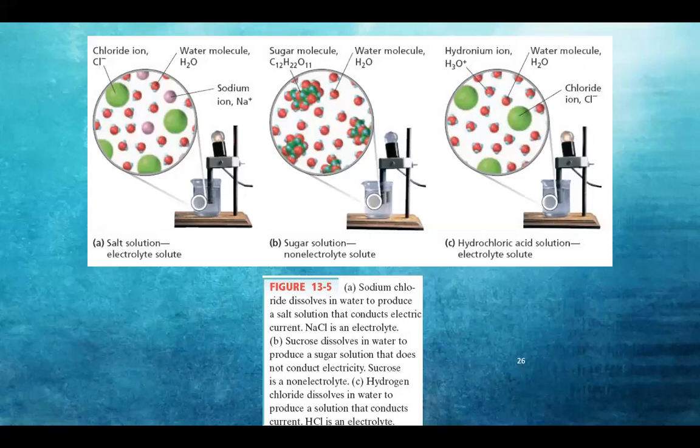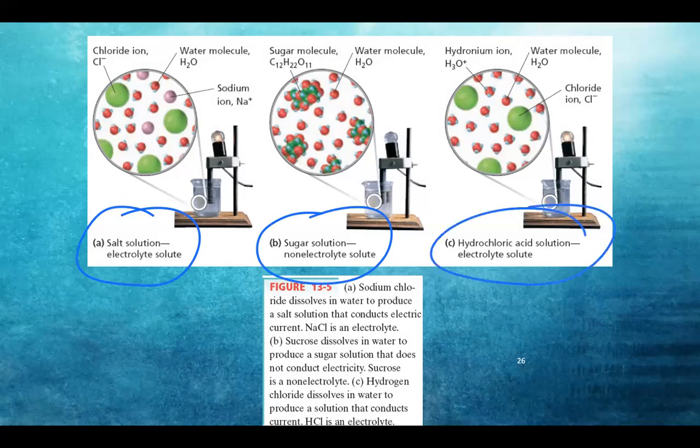Okay, so here are three examples of solutions and whether or not they are electrolytes. We have a salt solution. That is absolutely an electrolyte because the salt dissociates into the sodium ions and chloride ions. We have sugar, which is a non-electrolyte because sugar is a neutral molecule. It just dissolves, but it doesn't actually ionize or dissociate.